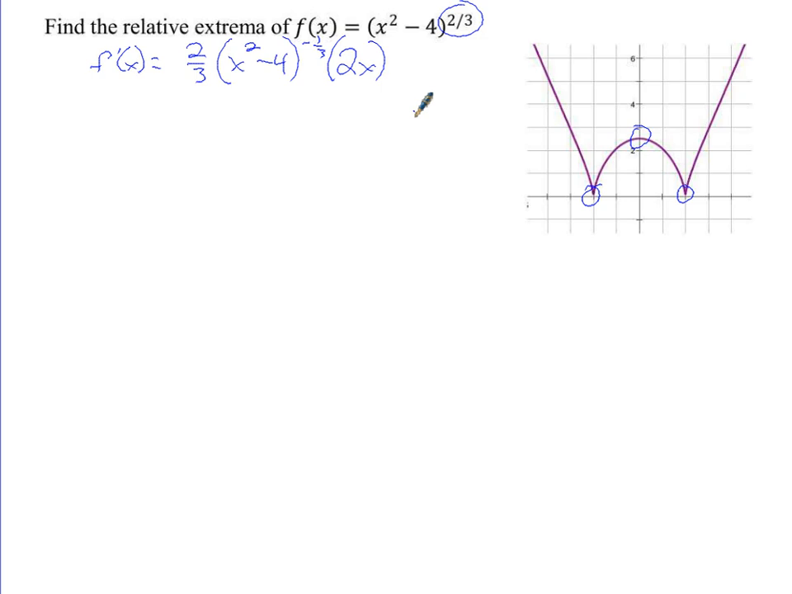Now what? Okay, I would simplify this before I set it equal to 0, just so that I can see what's going to happen. So the 2x times the 2/3 becomes 4x over 3. But that 3 is in the denominator, and this negative exponent is also going to send that to the denominator. So I'm going to write 3 times x squared minus 4 to the positive 1/3 power now. So there's your derivative. Now we're going to look for critical numbers.